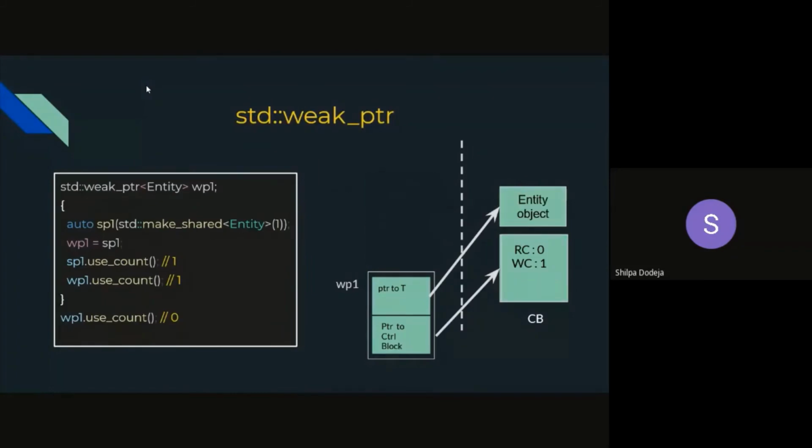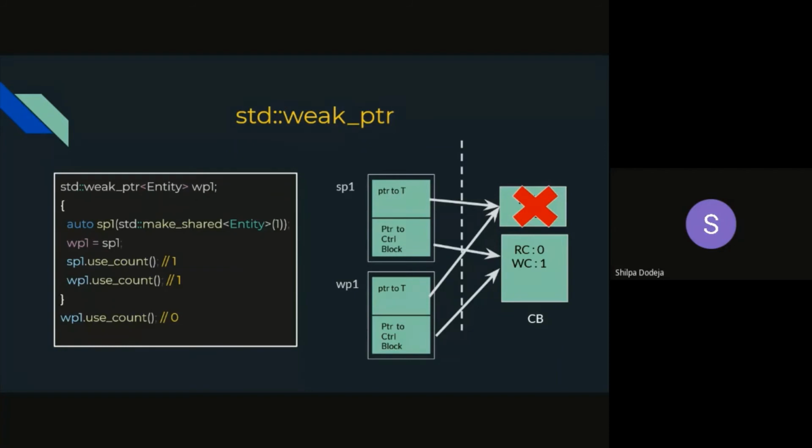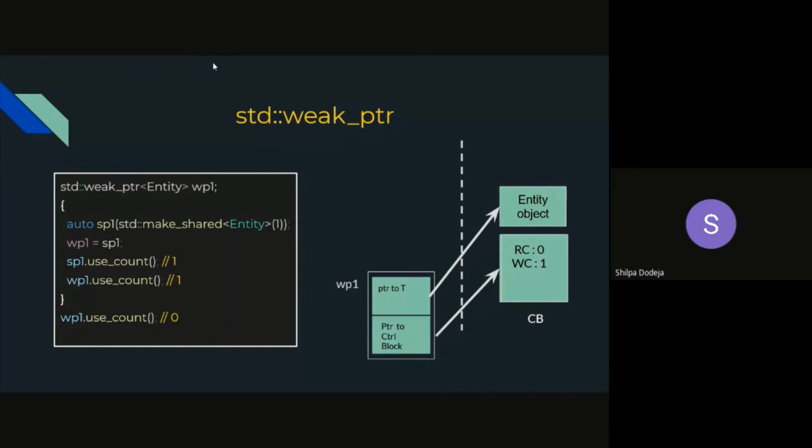Oh, sorry. There is some problem with my animation. So yeah, let's just go with it. So here I have created a weak pointer. I have not initialized it with anything over here. Then, in order to make this weak pointer point to a particular resource, I would have to create a shared pointer. Then, after that shared pointer is created, I'm just assigning the shared pointer to this weak pointer.